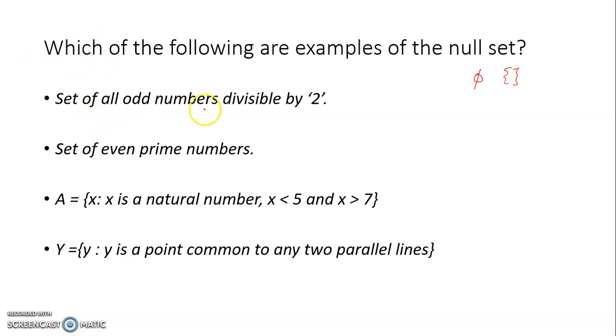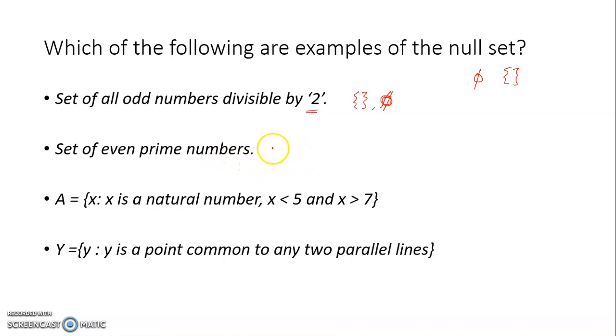So first is the set of all odd numbers divisible by 2. We already know there is no odd number which is divisible by 2. So it is a null set. You can represent it like this, or you can represent it by a letter called phi.